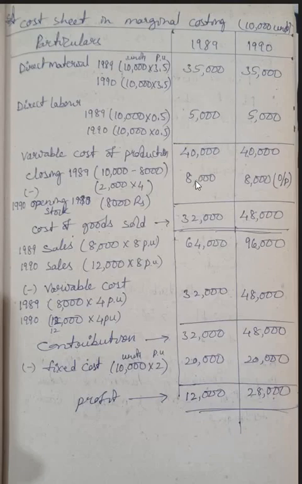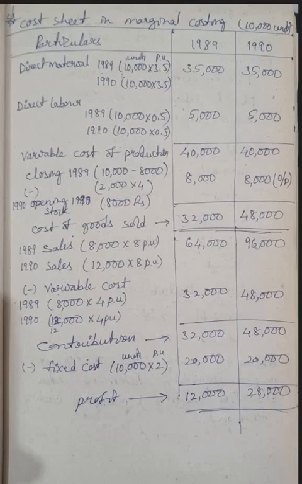That closing stock, next year, becomes the opening stock. In 1989 we have to subtract; in 1990 we have to add: 40 plus 8 will be 48. In 1989 we subtract, meaning 40,000 minus 8,000, and we get 32,000 as the cost of goods sold.